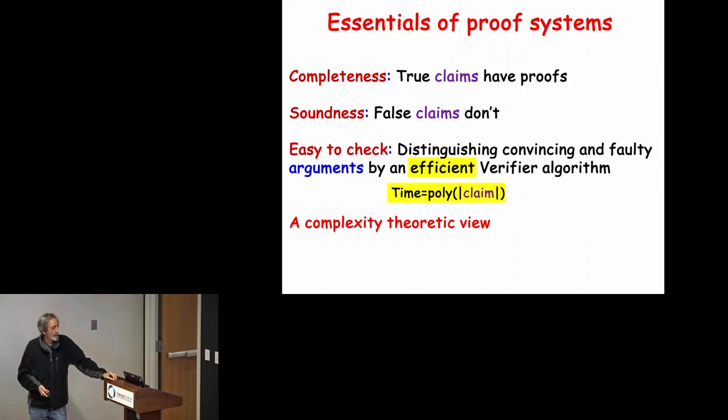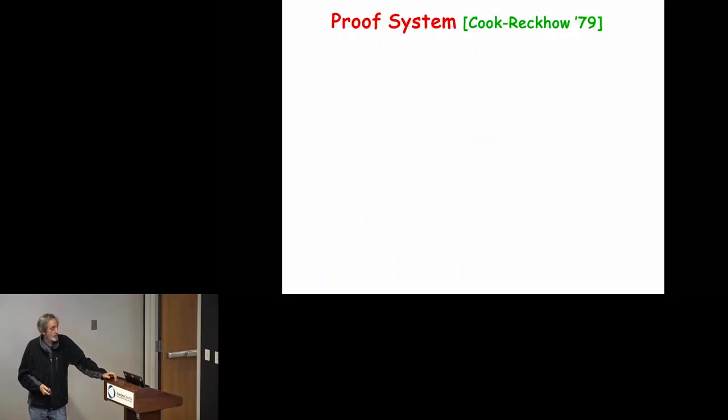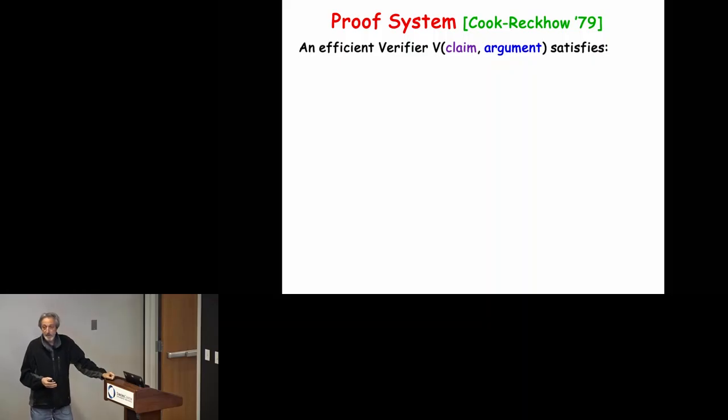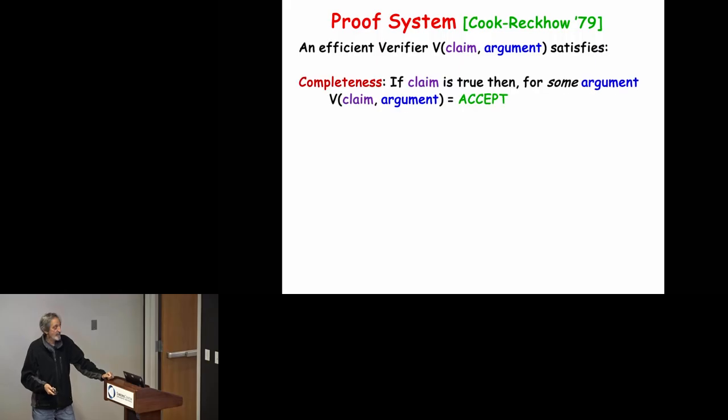So this complexity theoretic view translates to a formal definition of what proof systems are. Of course, math is full of proof systems, but they all fall in this category. Again, repeating what I said more formally, a proof system is simply defined by its verification algorithm. It's an algorithm that takes two inputs, one called a claim, the other an argument, and it satisfies this condition.